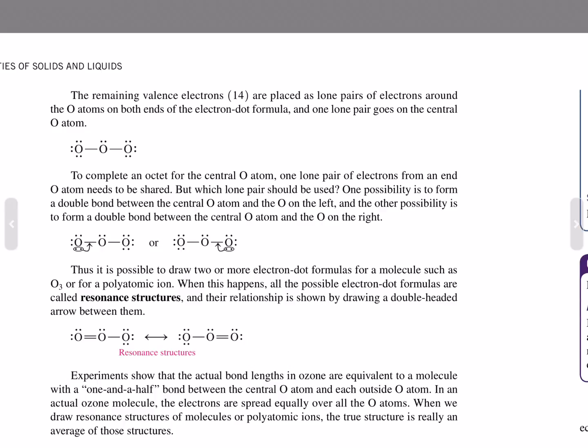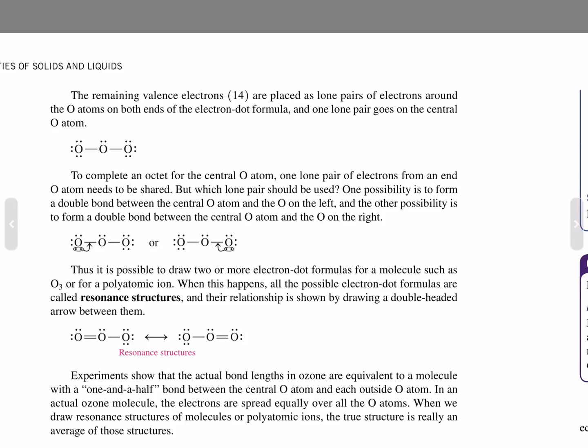One possibility is to form a double bond between the central atom and the oxygen on the left. And the other possibility is to form a double bond between the central atom and the oxygen on the right. Thus, it's possible to draw two or more electron dot formulas for a molecule such as ozone or for a polyatomic ion. When this happens, all of the possible electron dot formulas are called resonance structures, and this relationship is shown by drawing a double-headed arrow between them.